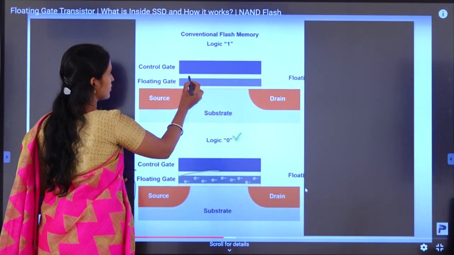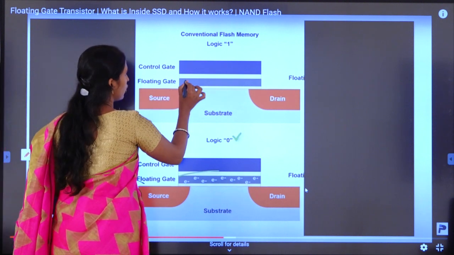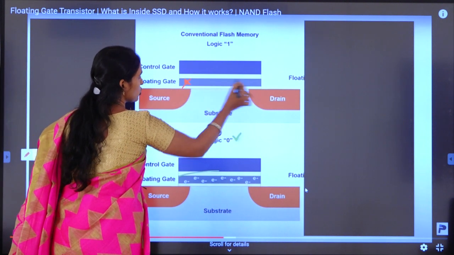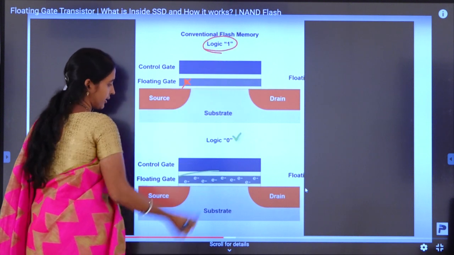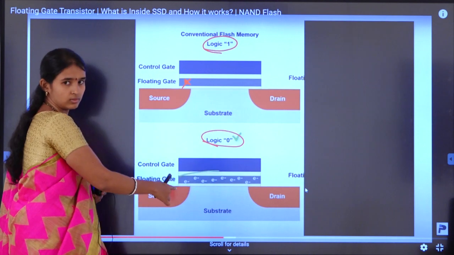See here, you have seen there are no electrons present. As there are no electrons, that indicates your logic 1. Here, if you see, there are more electrons, that indicates your logic 0, right?